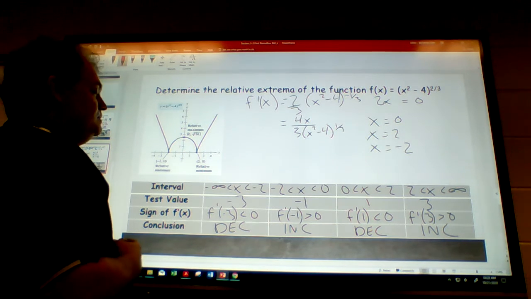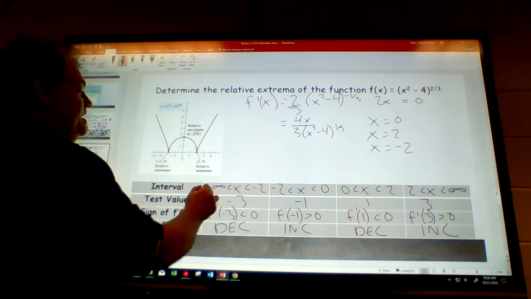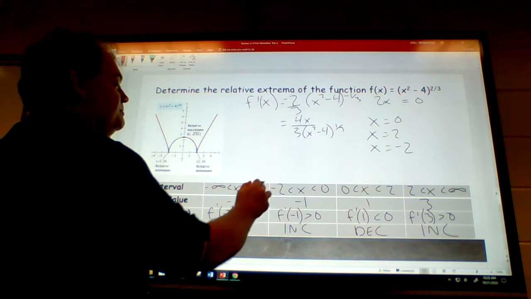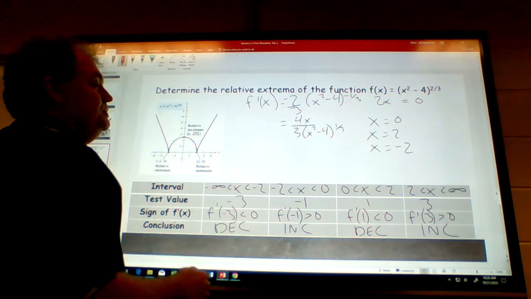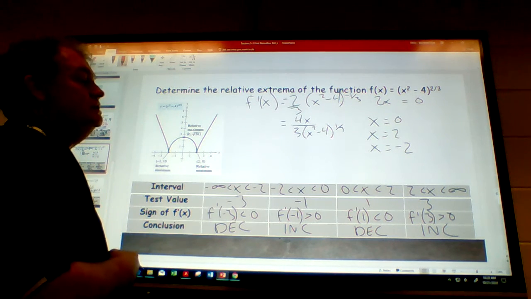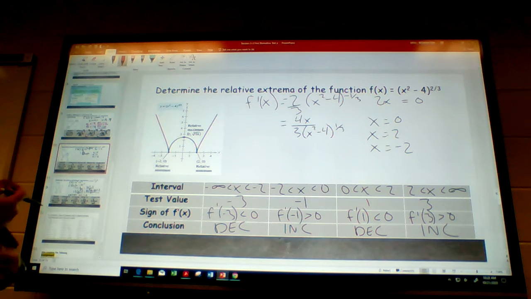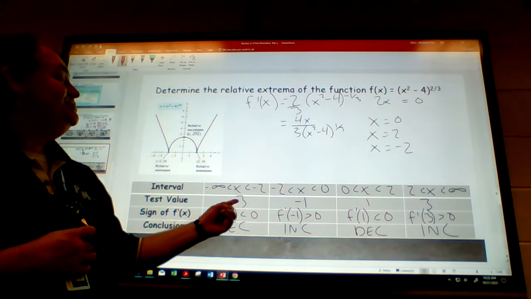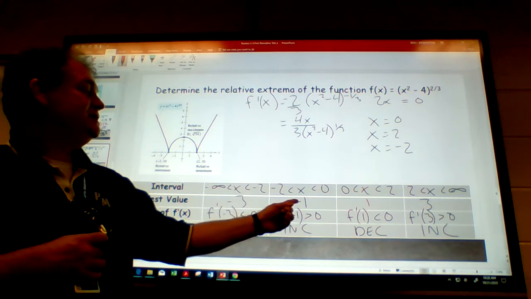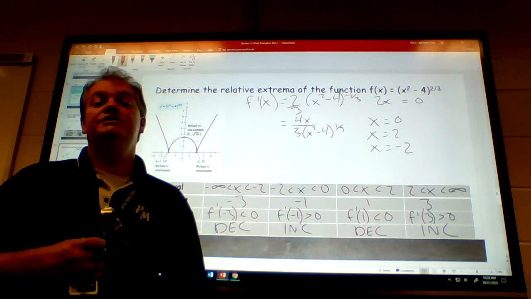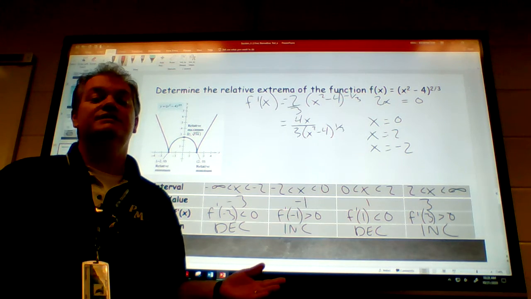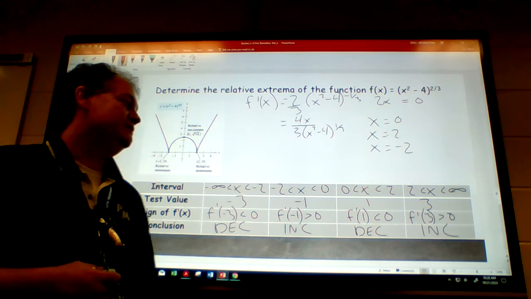And since I have four intervals, it's going to go from negative infinity to negative 2, from negative 2 to 0, from 0 to 2, and then finally from 2 to positive infinity. So I just choose any numbers within those. I chose simple ones: negative 3, negative 1, 0, and positive 3. You don't have to choose the same ones. Just choose something that you can work with easily.